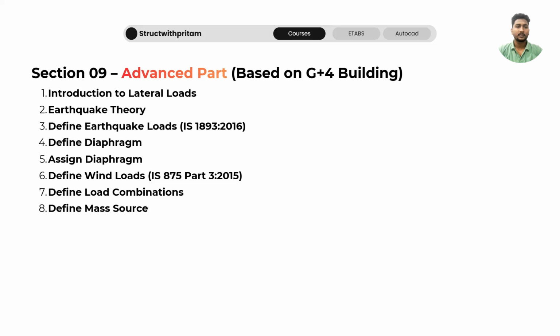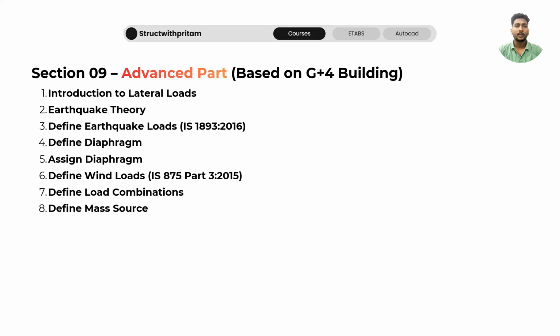Then after, in the sixth video, we will be seeing how to define the wind loads, which is as per IS 875 part 3 2015. Then we will see defining the load combination, and after that, at last, we will see how to define the mass source. This is very important when we apply earthquake and wind load on our building. This mass source is very important.